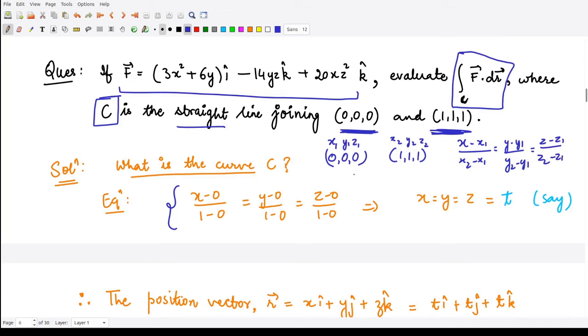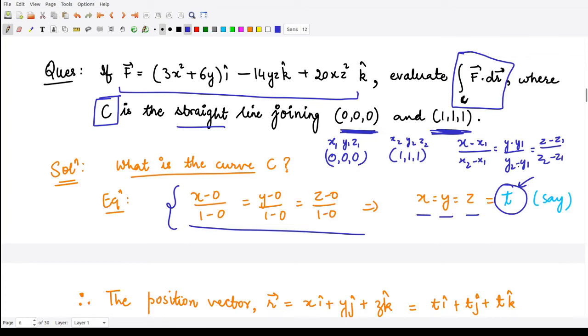So here, using these values, we can write this equation, and when you solve this you obtain x is equal to y is equal to z. And I am calling this, because all of these three are equal, equal to some other variable t. Why I am calling this t, you will see in a moment.